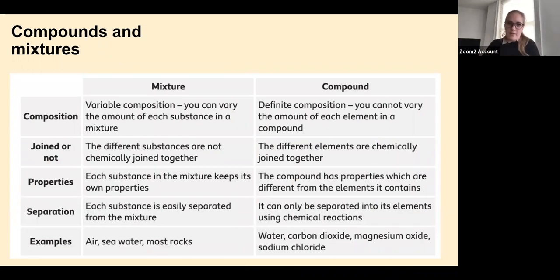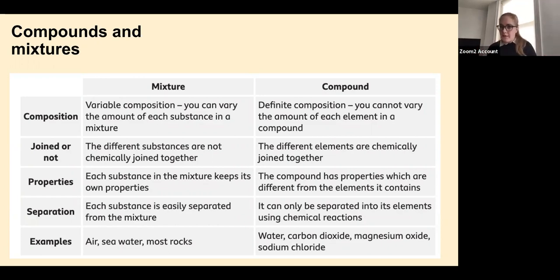So let's talk about some differences between compounds and mixtures. Let's talk first about the composition of a mixture. A mixture can have a variable composition, so you can vary the amount of each substance in a mixture. Let's think, for example, about a mixture of some salt and some sugar. You can put 1 teaspoon of salt in a giant box of sugar, or you can put a giant box of salt and 1 teaspoon of sugar. So you can vary the amount of each of the components in the mixture.